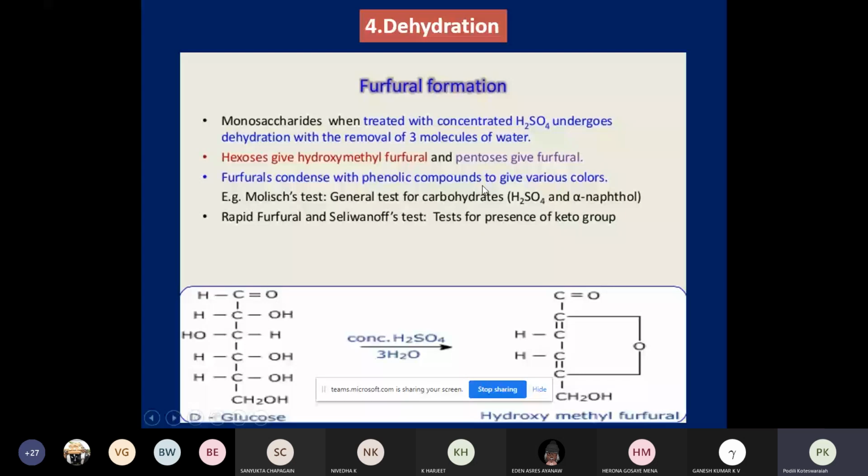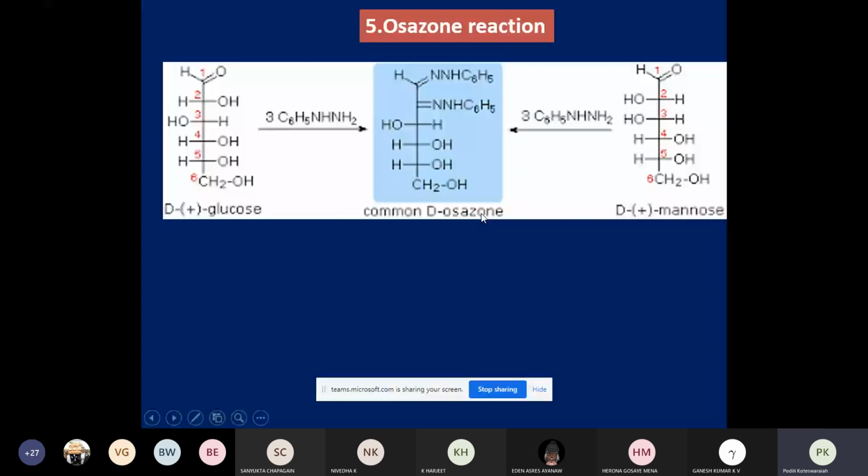And the last reaction is the osazone reaction. It is also known as osazone formation. When monosaccharides react with excess phenylhydrazine, they form osazones. These osazones are crystalline compounds, and they are used for the identification of sugars, because different sugars can form different osazones, and they have different shapes of osazone crystals. And the important point is that in osazone formation, only carbon 1 and carbon 2 are involved in the reaction.